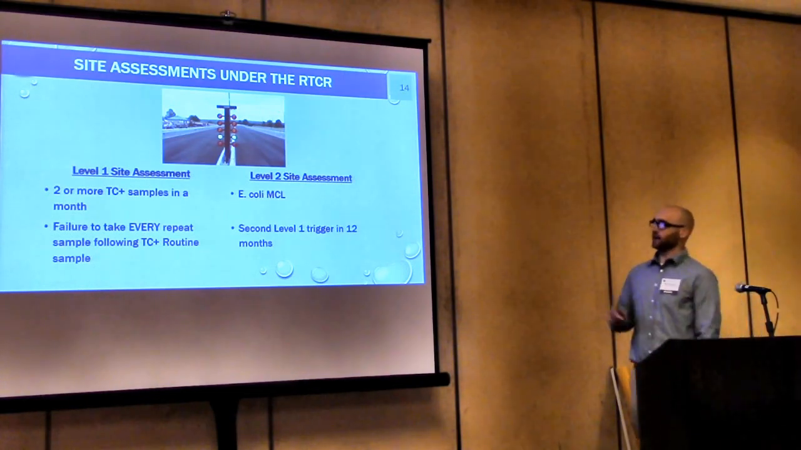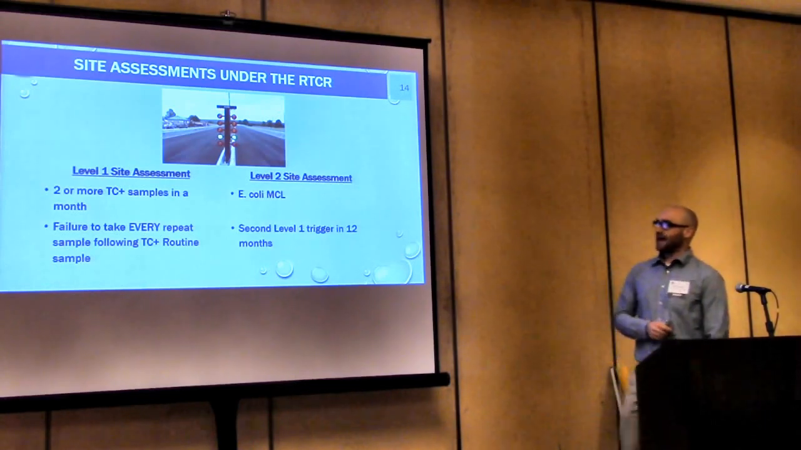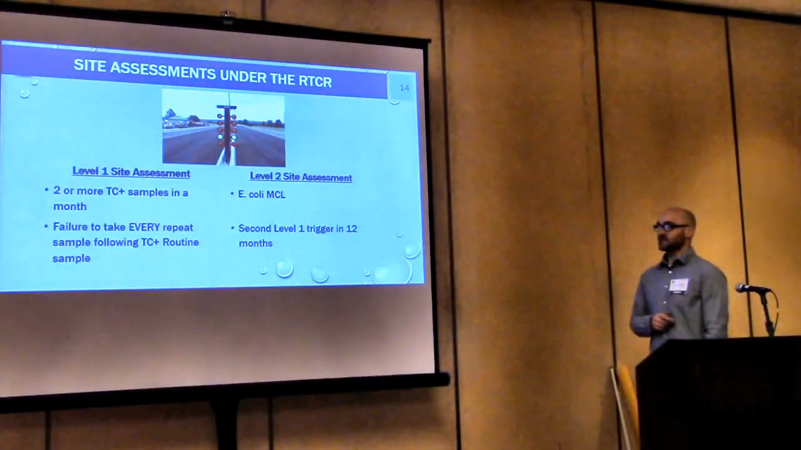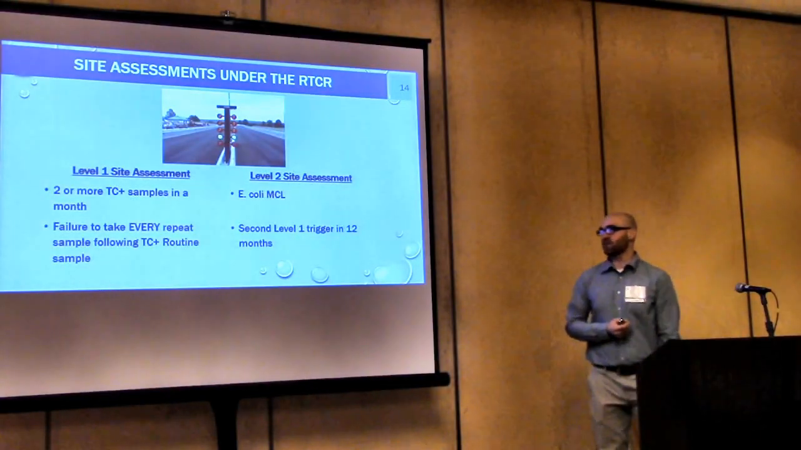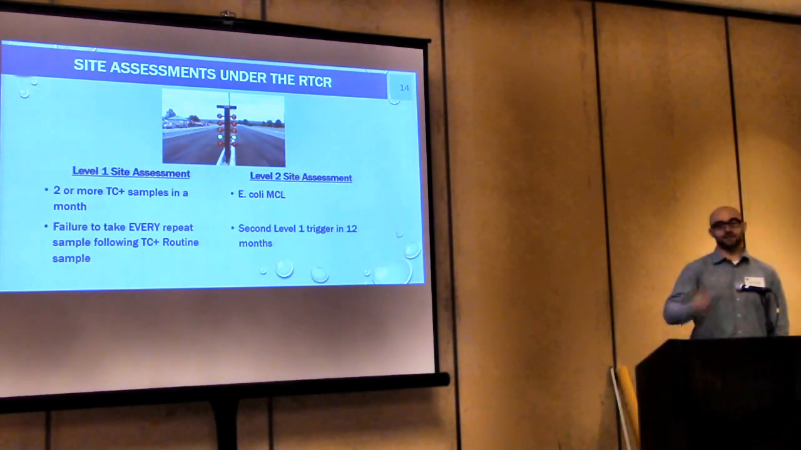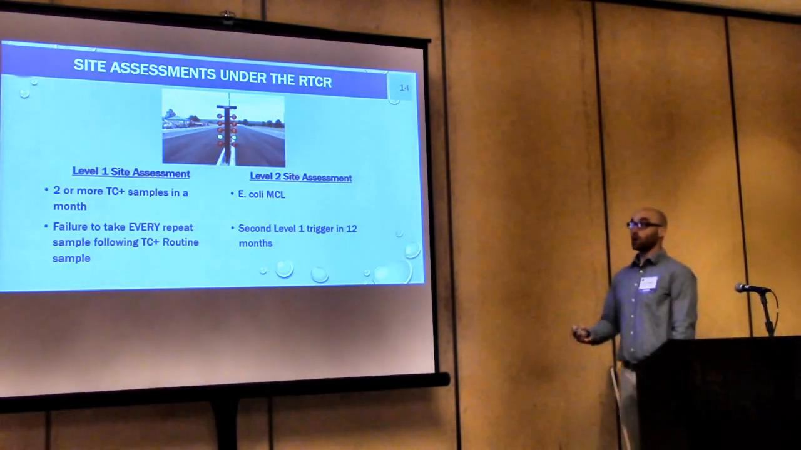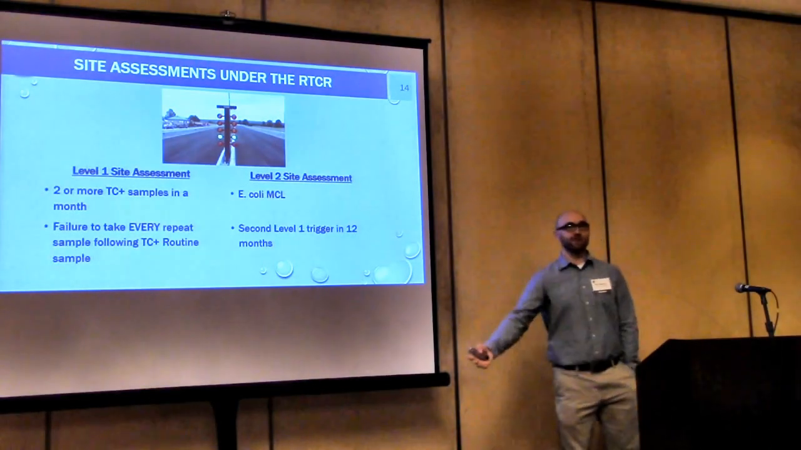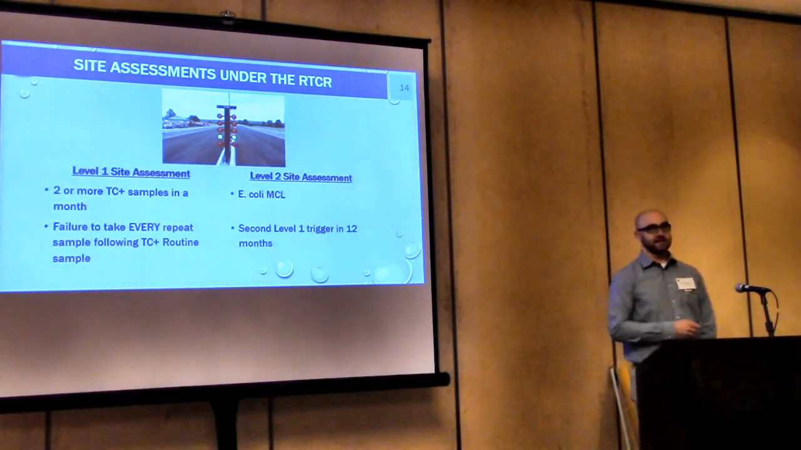There's a level 1 and a level 2. Level 1 happens if there's 2 or more total coliform samples in a month, or if a system fails to take every repeat sample following a total coliform routine positive sample. So basically, if it's demonstrated that your system is having issues, or if your system may have an issue but we don't know how widespread because you didn't do your repeats, that'll be a level 1 site assessment.